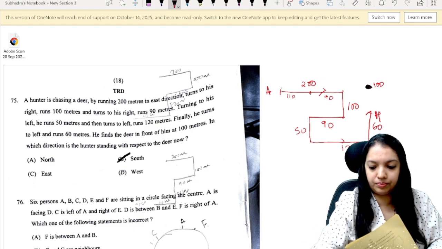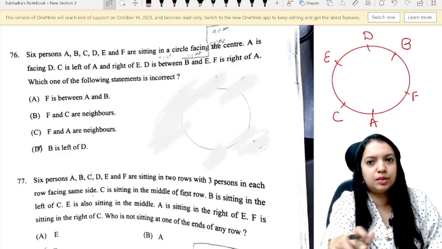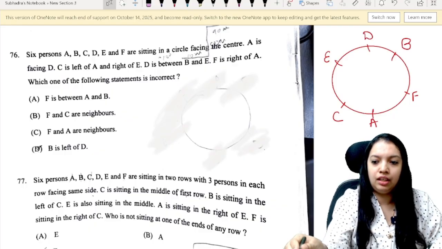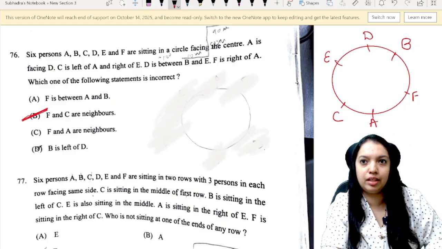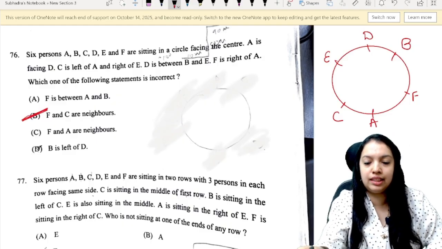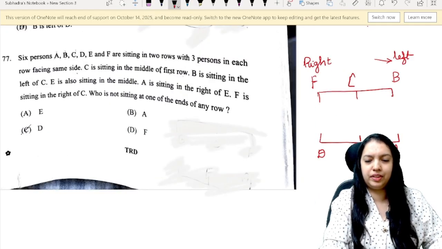Next answer is very simple. 6 people are facing the center. According to this, option B, where F and C are neighbors, is wrong because A is there in the middle of them.